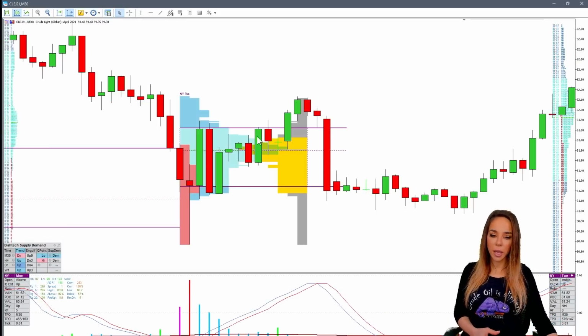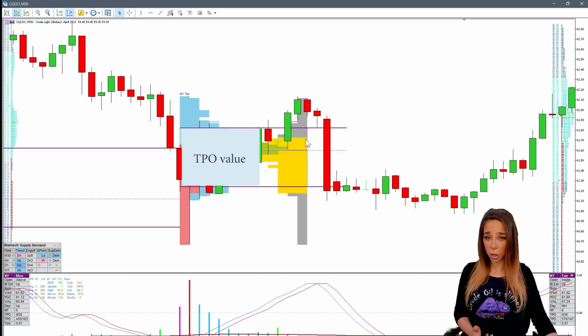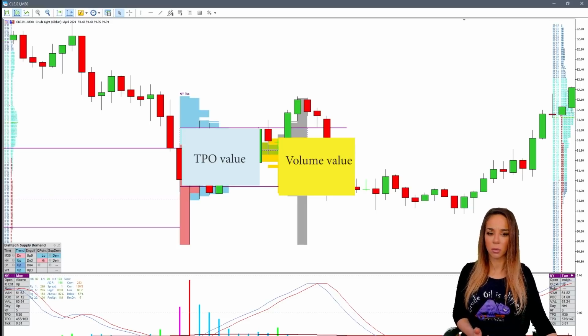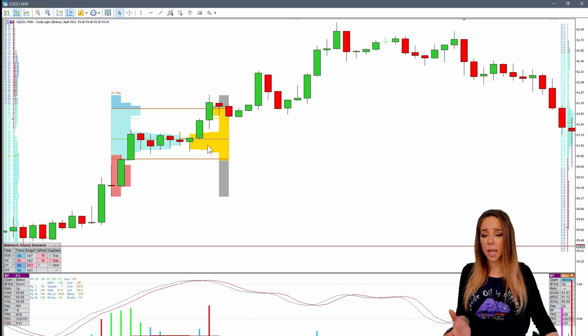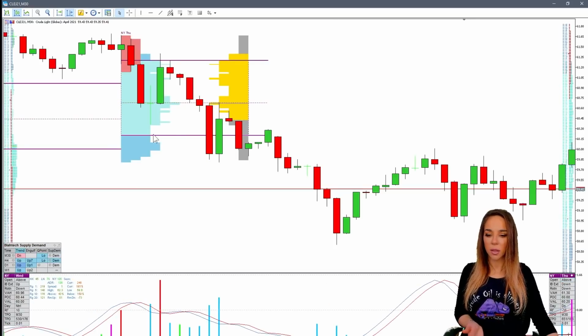And here we are again. So you have the TPO value area, baby blue, and you have the volume value in yellow. It's not normally yellow. I just wanted to have a better color so you can see the differences between the two. Here's another day, previous day, pretty much to the tick. And another one, in this case, TPO value is slightly bigger. So as you can see, they're remarkably similar.